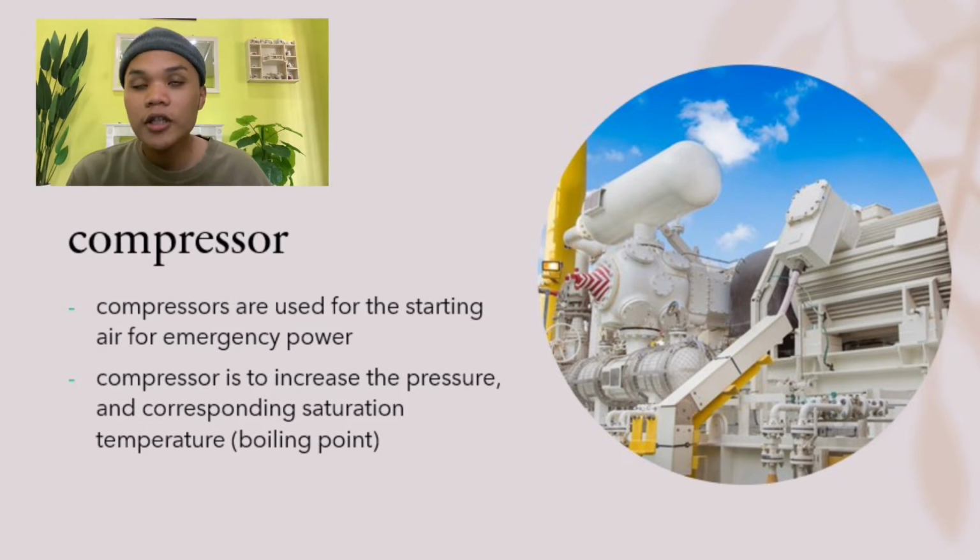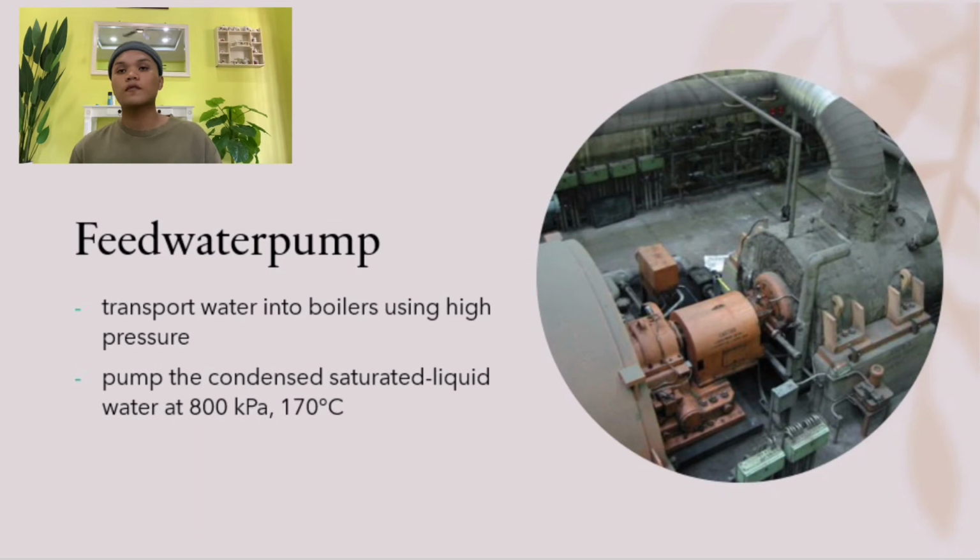For the pump, its purpose is to pump the condensed saturated liquid water at 800 kPa, which is 170 degrees Celsius, to a high pressure of 30 MPa at the inlet to the boiler. So we move to the feed water pump.